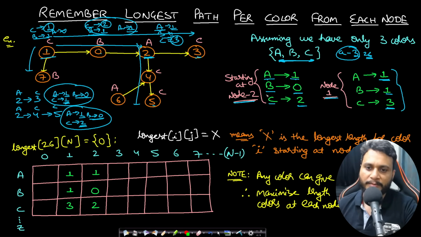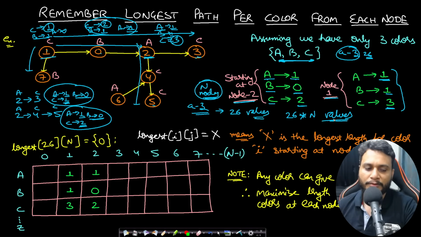Now how many nodes are present? You know there are n number of nodes. And how many colors are present? You have A to Z colors. So per node you will require 26 different values to be managed. So if there are n number of nodes, then can't we say that we will need 26 times n values to be managed? Right? We have to do that.